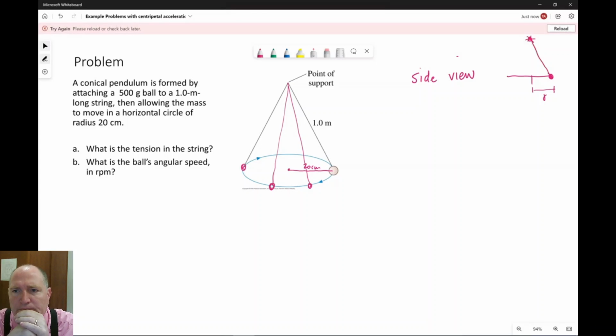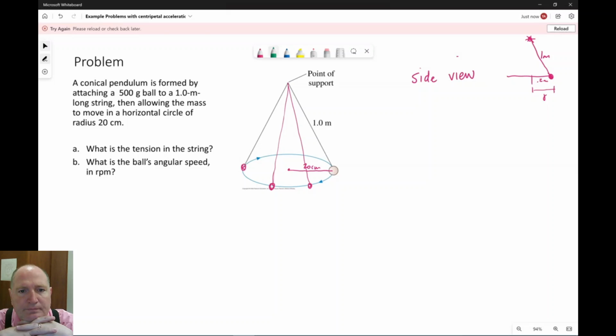So the string is held in place at the top. The point of support is what is labeled in the original picture. The string has a length of 1 meter. The radius it makes is 20 centimeters, so 0.2 meters. Nice.